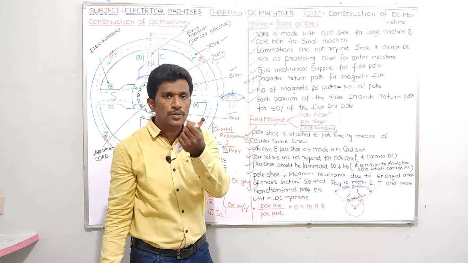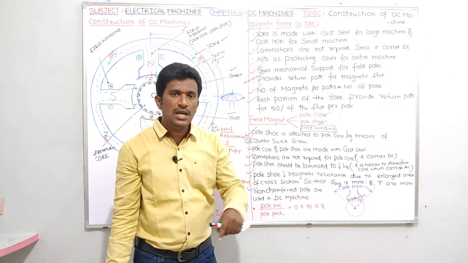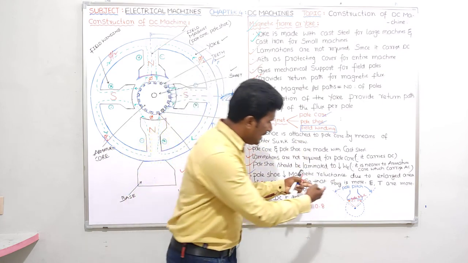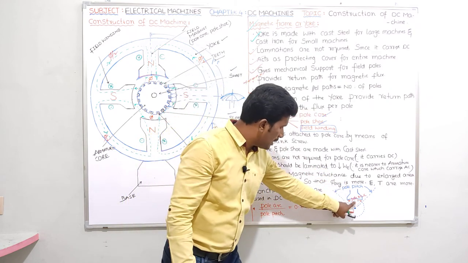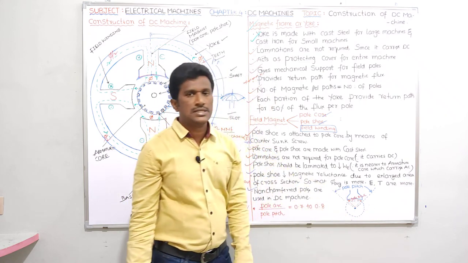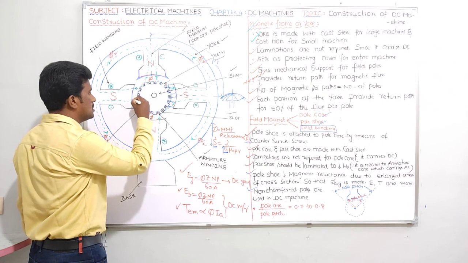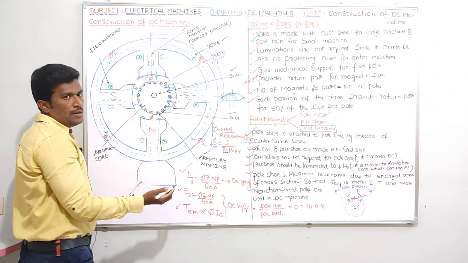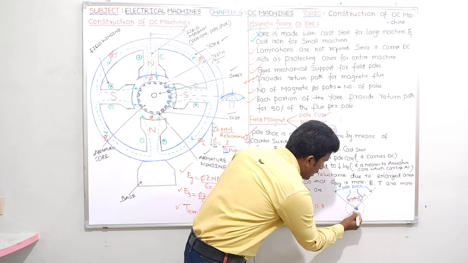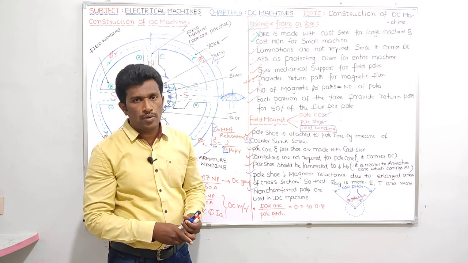That practical angular portion made by the pole at the center is called pole arc. Ideally, the angular portion made by the pole at the center is called pole pitch. By seeing the diagram, you can understand clearly which value is more among pole arc and pole pitch. Pole pitch value is more, whereas pole arc value is less. This is the pole arc distance, the only angular portion made by the pole practically. But ideally, this is the angular portion made by the pole at the center.